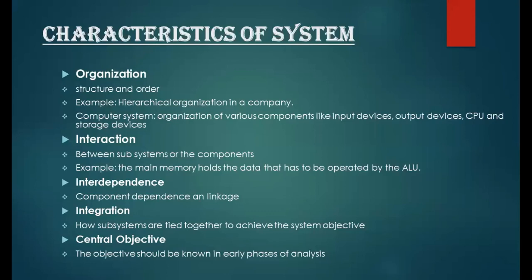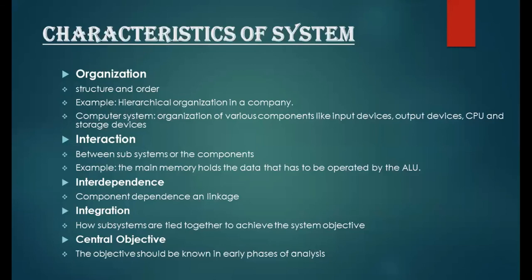So next is interaction, that is, between subsystems or components. When we are talking about a system, the components of that system should be so properly tied up that a proper flow of information is there. Information should flow from one component to another, from the proper place to a targeted place in a well-mannered form. So there should be interaction among the components as well as between the subsystem and the main system.